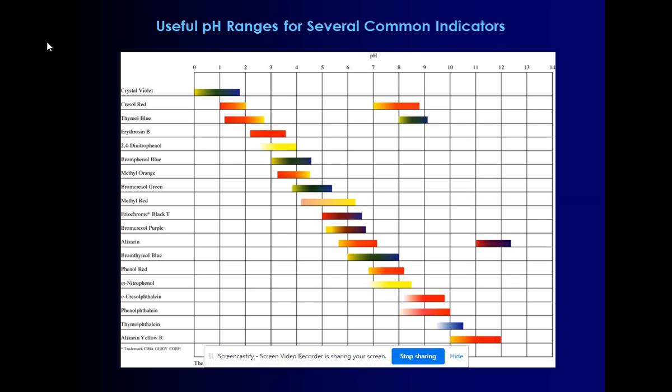So basically, you're looking for an indicator that would change colors close to your equivalence point. It doesn't have to be right on, but you also don't want to pick one that changes colors in an acidic range when you know that your equivalence point is going to be more in a basic range. Okay?